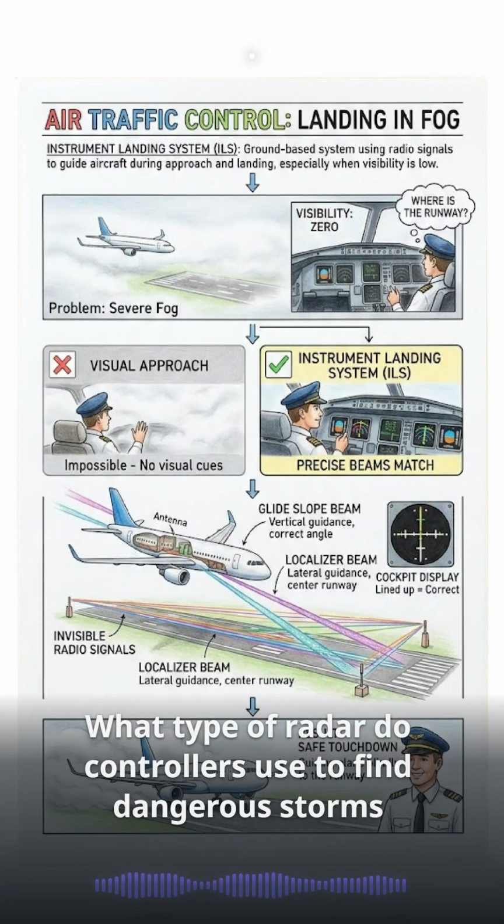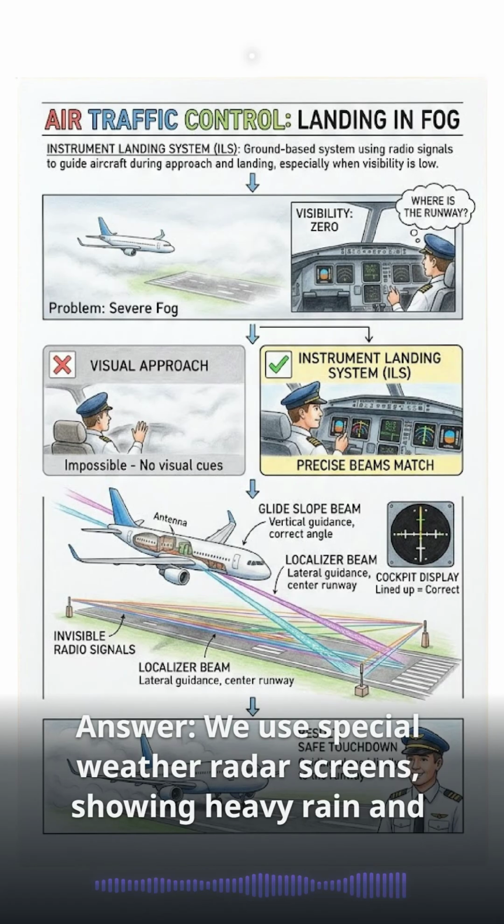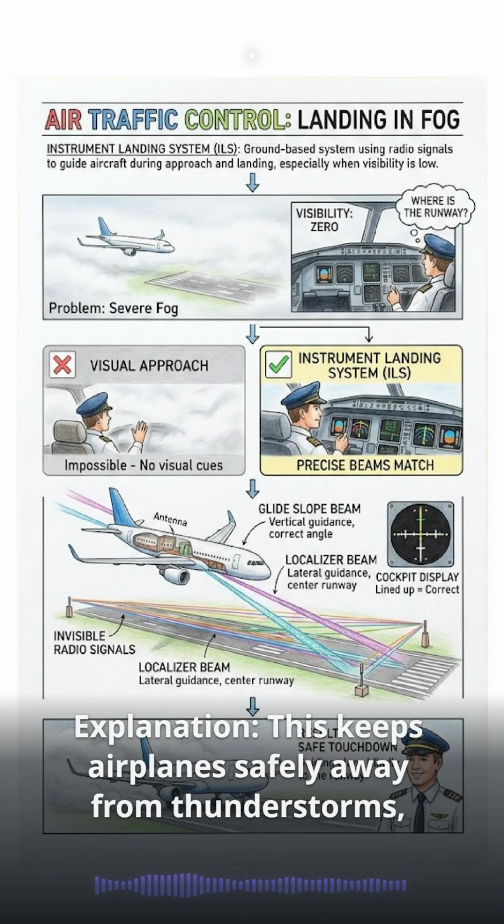47. What type of radar do controllers use to find dangerous storms blowing in the sky today? We use special weather radar screens, showing heavy rain and strong winds hiding in the dark clouds. This keeps airplanes safely away from thunderstorms, preventing heavy damage to the fragile airplane wings.